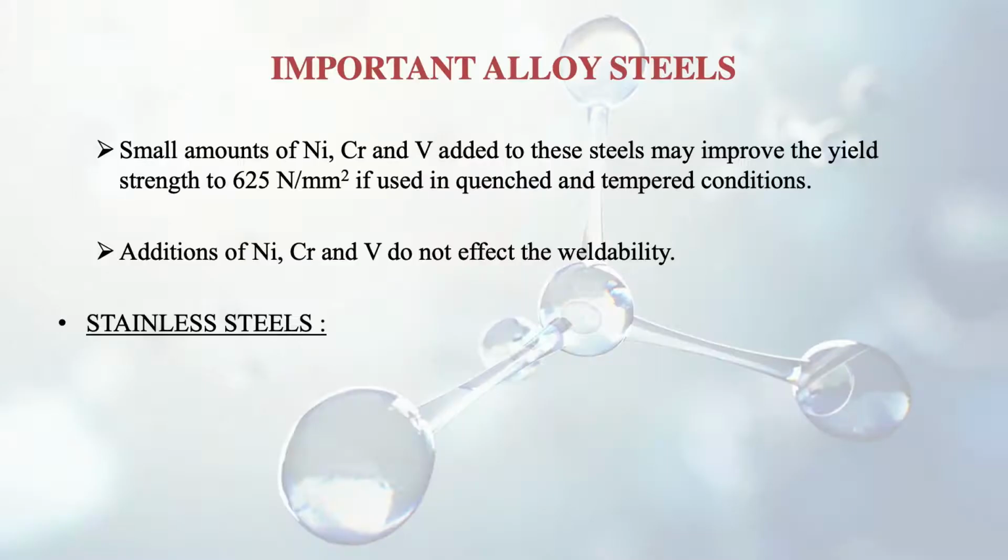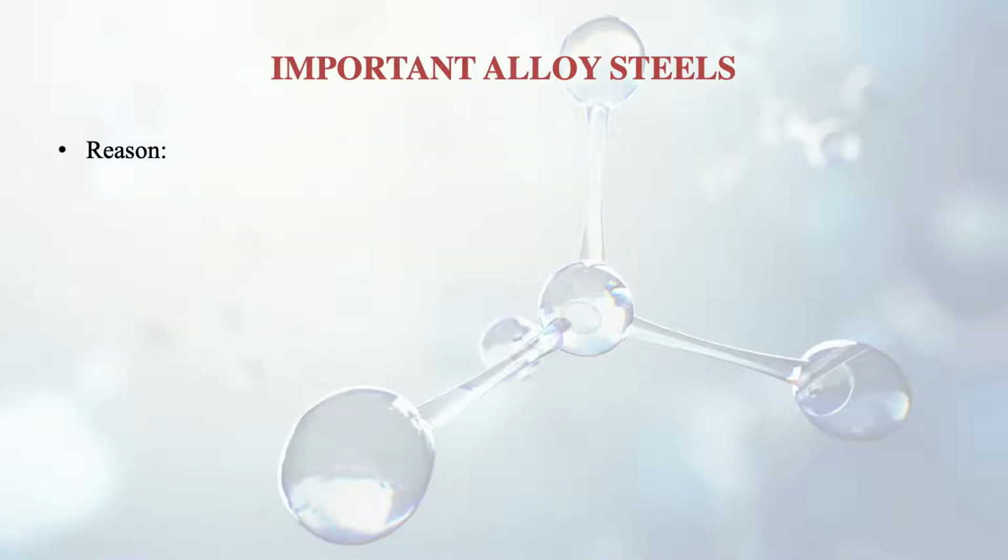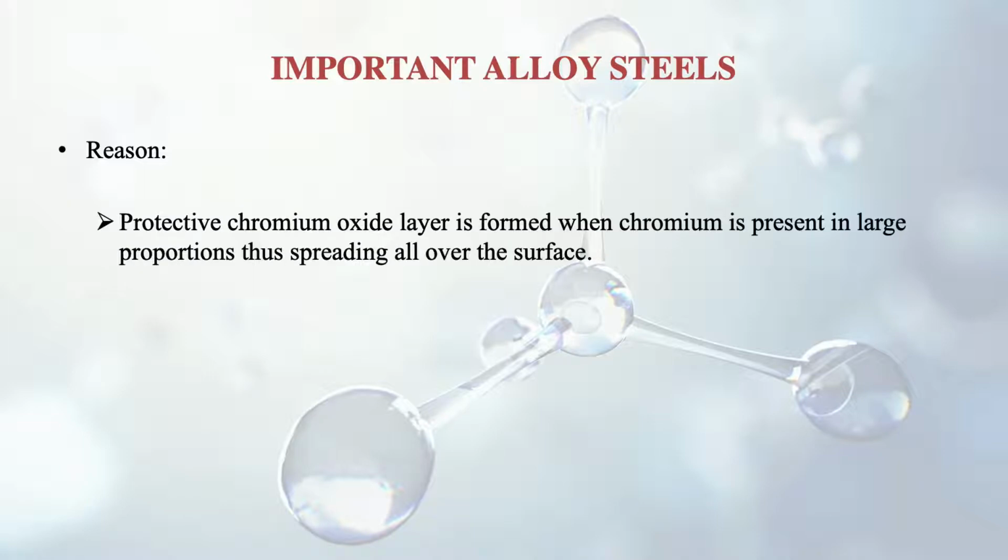After discussing the structural steel, we shall now discuss the stainless steel. The best property of this kind of steel is resistance to corrosion. And why is it so? The reason is that a protective chromium oxide layer is formed, and this chromium, if present in large proportions, helps to form this layer and thus spreads all over the surface.